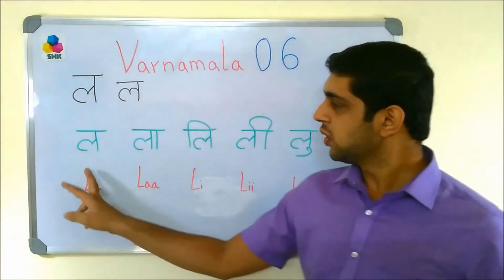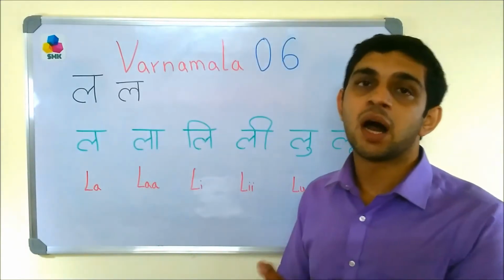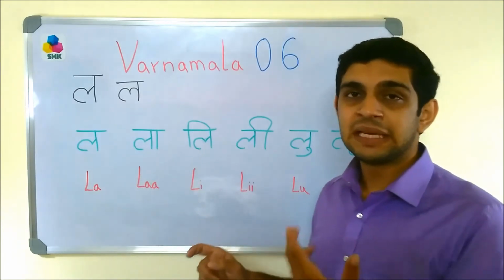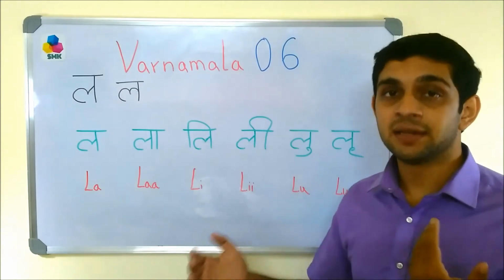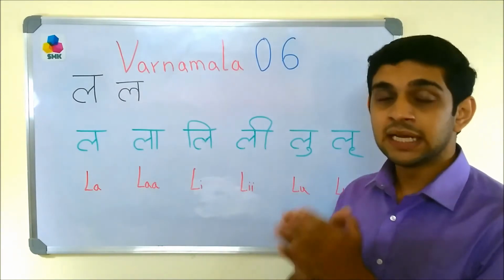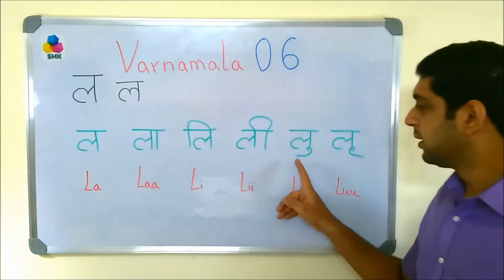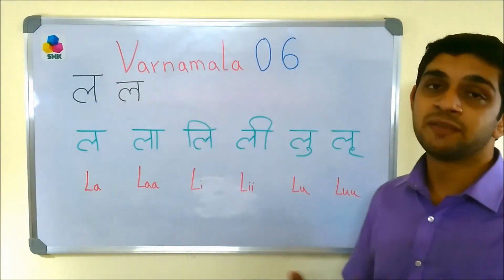L. So normal L and A will give me La. L and small e will give me Li. L and big E will give me Lee. So if I want to say Bruce Lee, that Lee will be this one, the bigger one, correct? L and small o will give me Lu, and L and big U will give me Lu.